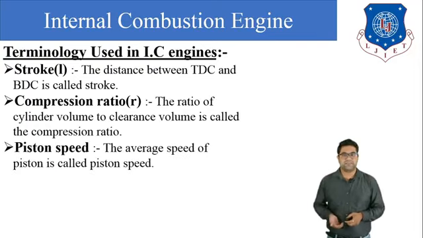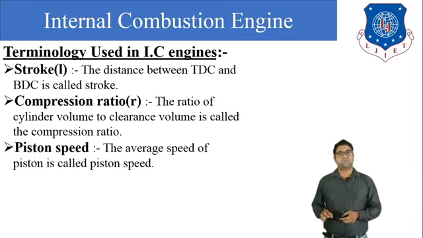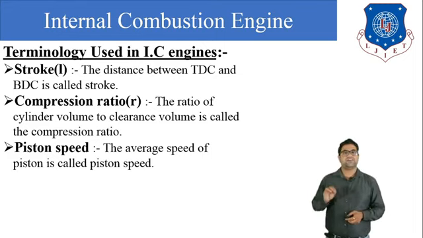Next is the piston speed. The average speed of the piston is known as the piston speed, and the formula to find the piston speed is 2LN divided by 60.